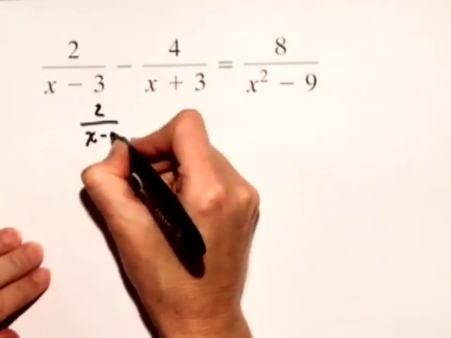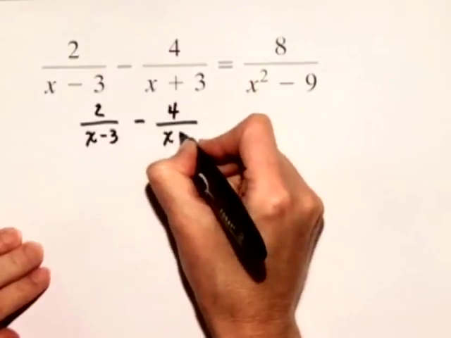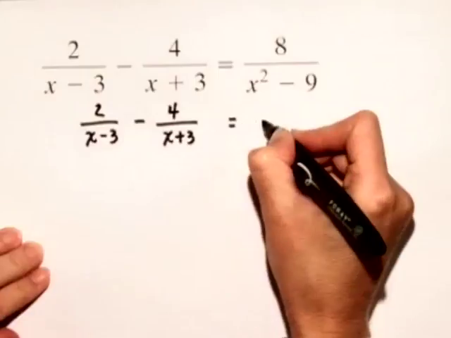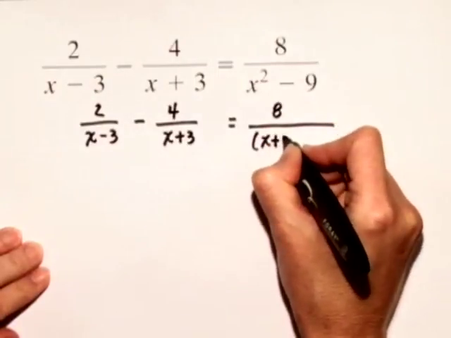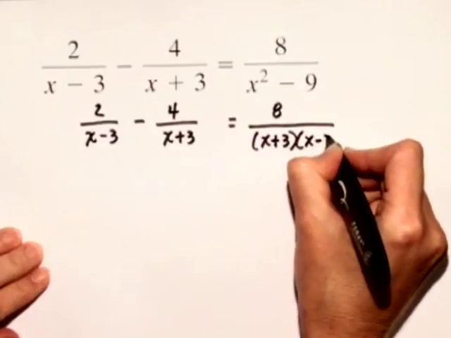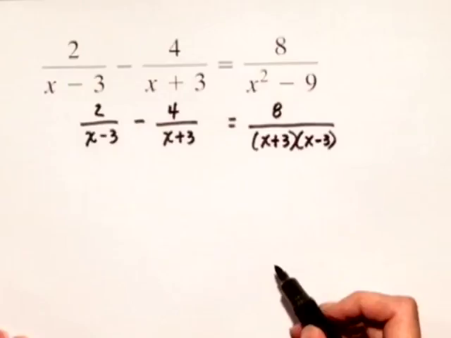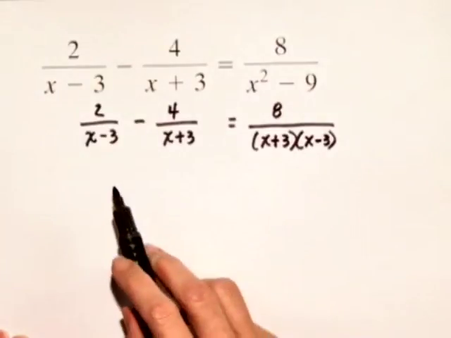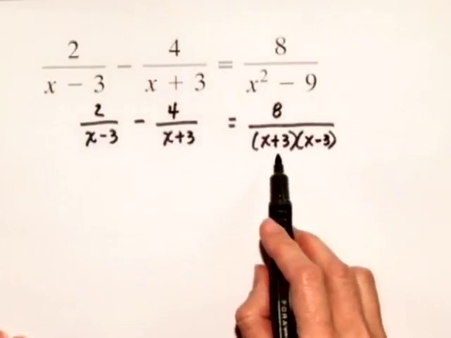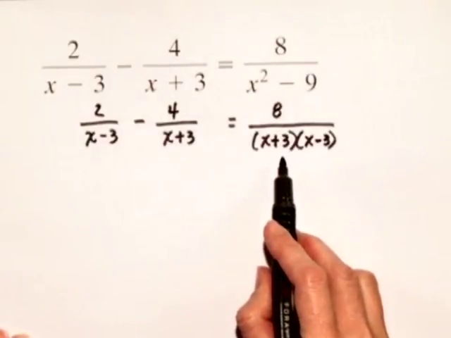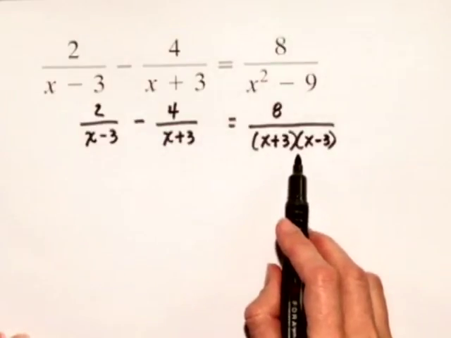2 over x minus 3 minus 4 over x plus 3 is equal to 8 over the quantity x plus 3 times x minus 3. Now, we want to clear these fractions. In order to do that, we can multiply both sides of this equation through by the least common multiple of the denominators. In this case, it would be x plus 3 times x minus 3.